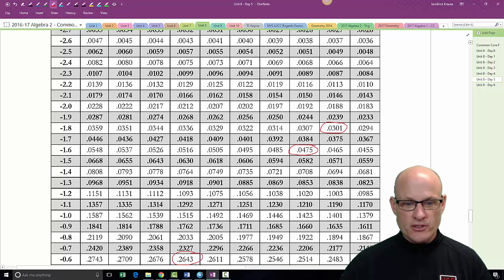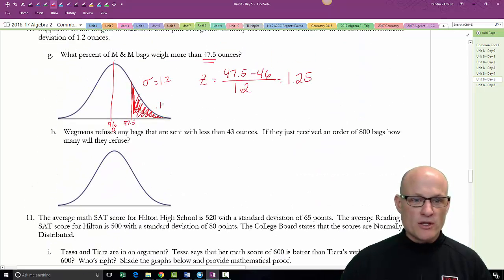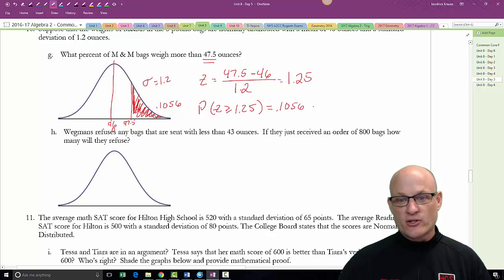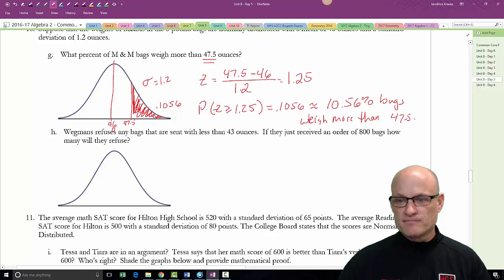0.1056. So the probability that Z is greater than or equal to 1.25 is equal to 0.1056, or approximately 10.56% of bags weigh more than 47.5 ounces.